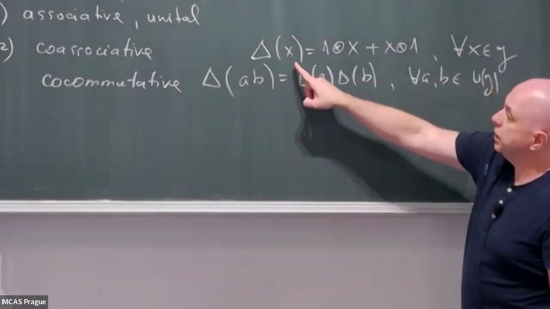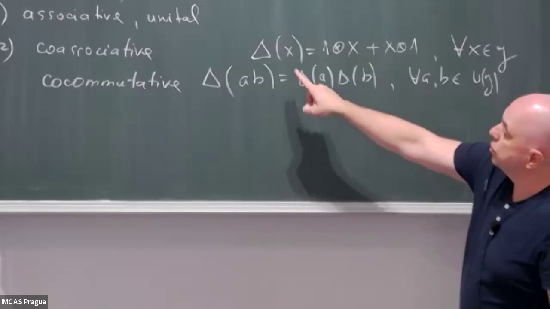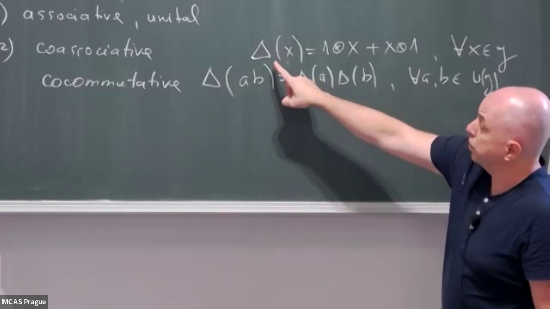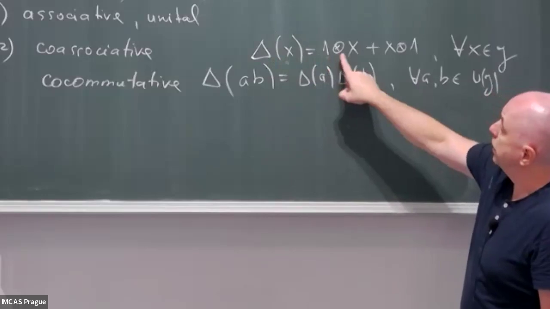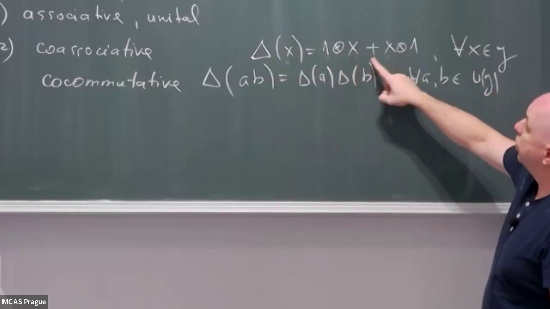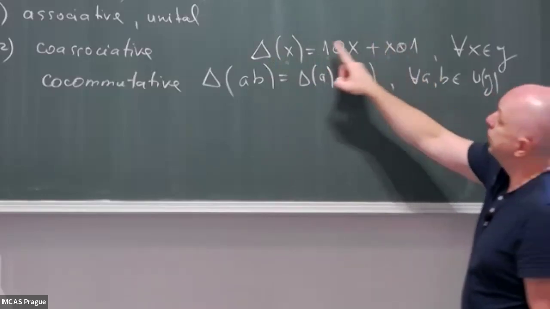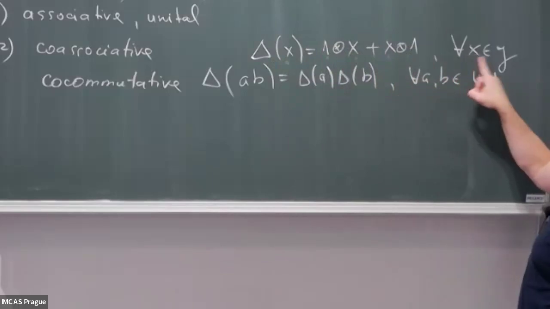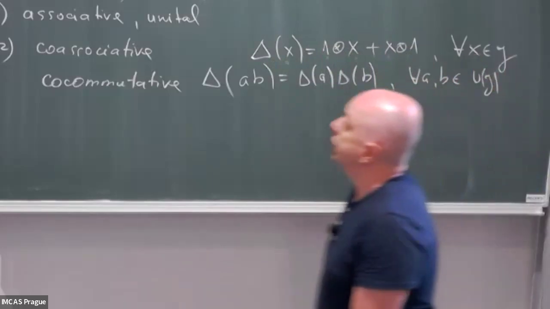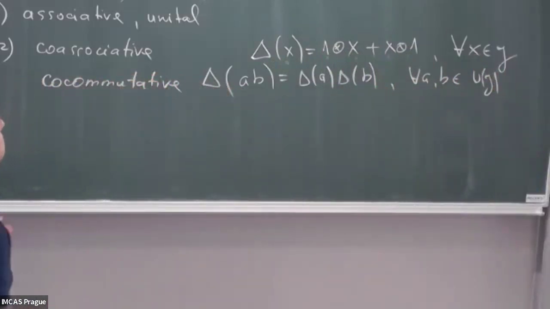So those elements in the universal invariant algebra for which delta of X equals 1 tensor X plus X tensor 1 are called primitive, and one can show that primitive elements are only those which belong to G. So there is a nice, particular example of a universal invariant algebra.